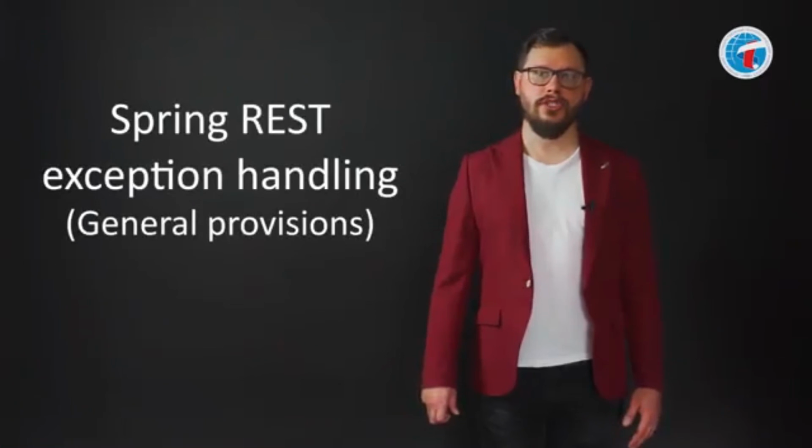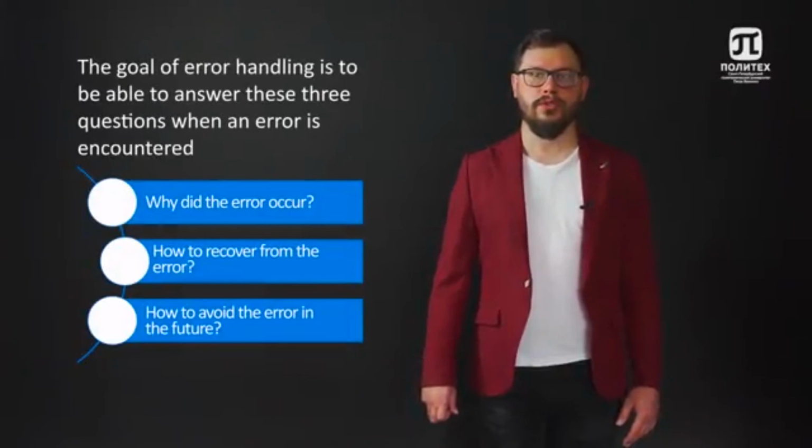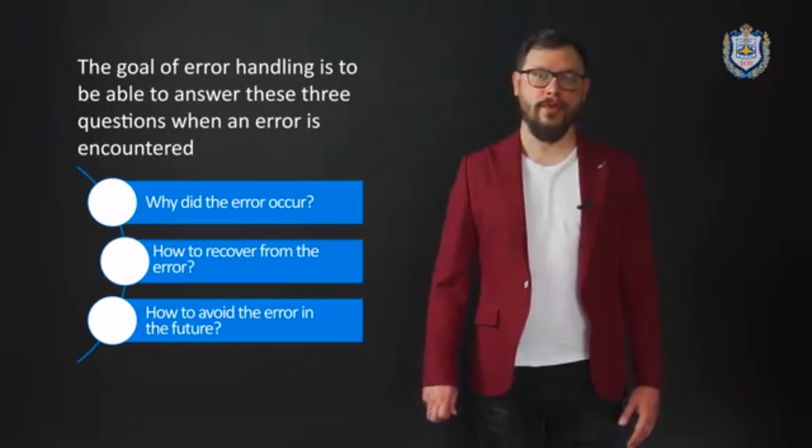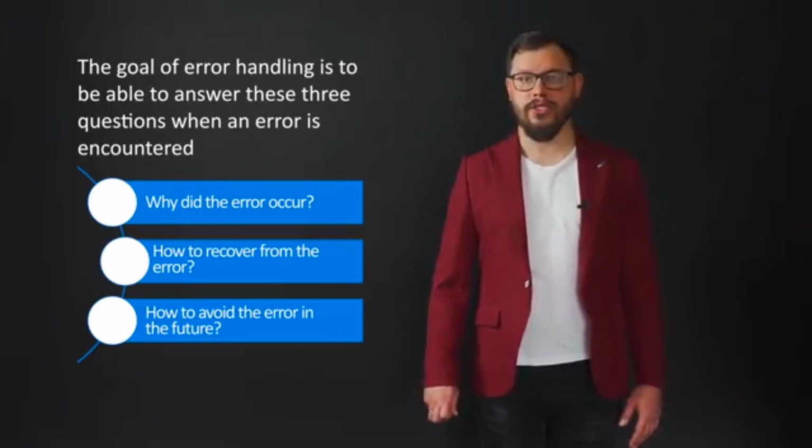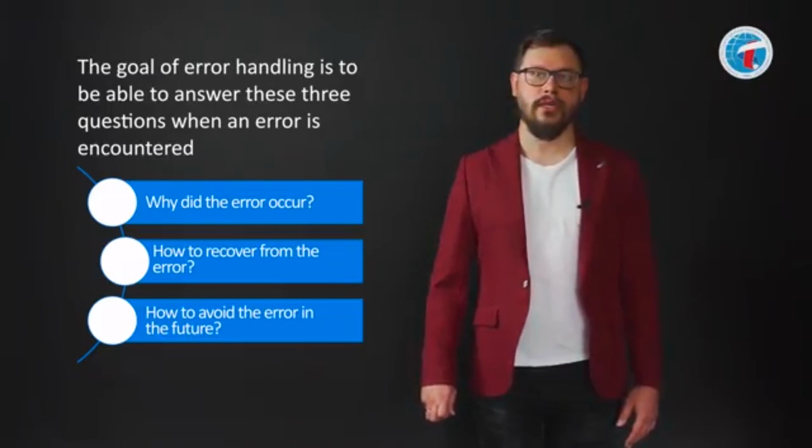In this video, we will discuss some solutions and strategies for handling errors that might appear in your application. Before we start, it might be important to discuss the overall goals of why we do error handling. When an error occurs, you need to ask yourself a few questions. Why did the error occur? How to recover from the error? How to avoid the error in the future? The goal of error handling is to be able to answer these three questions when an error is encountered.